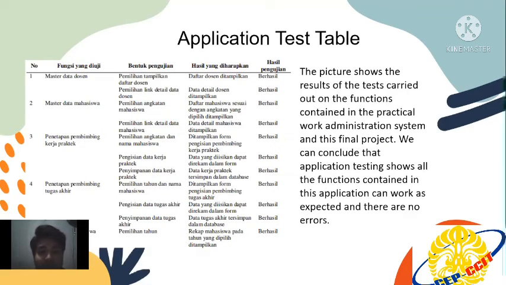Oh yeah, this is the test result of their application. The picture shows the results of the test carried out on the functions contained in the practical work administration system in this final project. We can conclude that application testing shows all the functions contained in this application can work as expected and there are no errors. In the hasil pengujian column, as you can see, the results are berhasil.